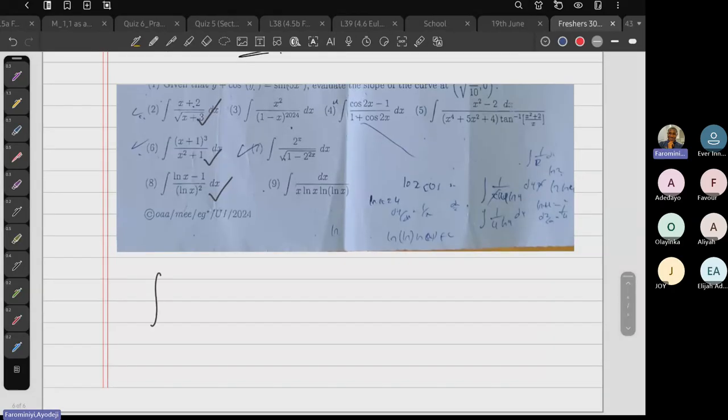Again, it's a fraction. The integral of natural log of x minus 1 over natural log of x squared dx. In this case, you can actually see that we can split this into 2 parts, right? I hope I won't run into trouble here. I have not thought about this question. Let me see.